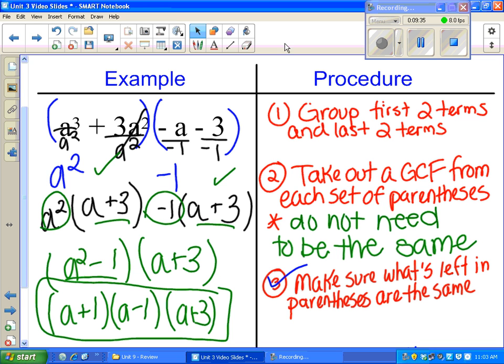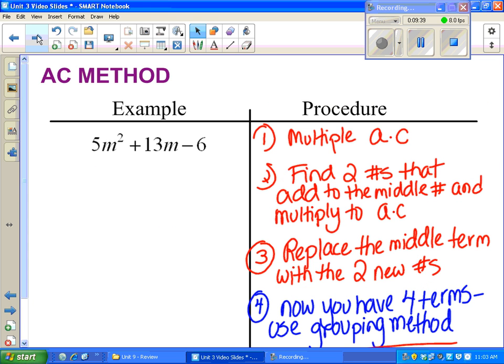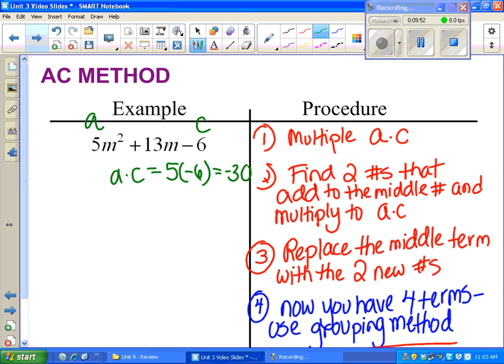AC method has grouping right in it, except there's a few different first steps. So in the AC method, you always have to first multiply a times c. The a is your coefficient of your squared term. The c is your constant. So a times c in this case would be 5 times negative 6, which gives me negative 30. So my AC is negative 30.